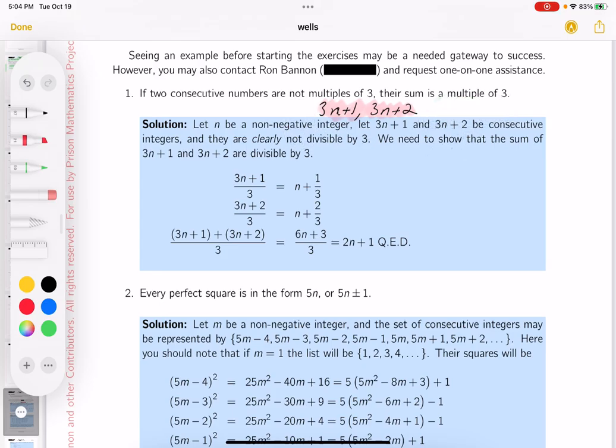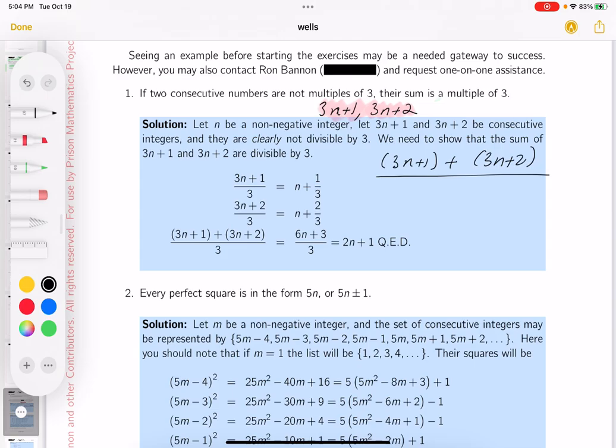What did they say, though? They say two consecutive numbers that are not multiples of 3, their sum is a multiple of 3. Well, let me check that out. Let me see if that's true. So let me put their sum down. 3n plus 1 plus 3n plus 2.